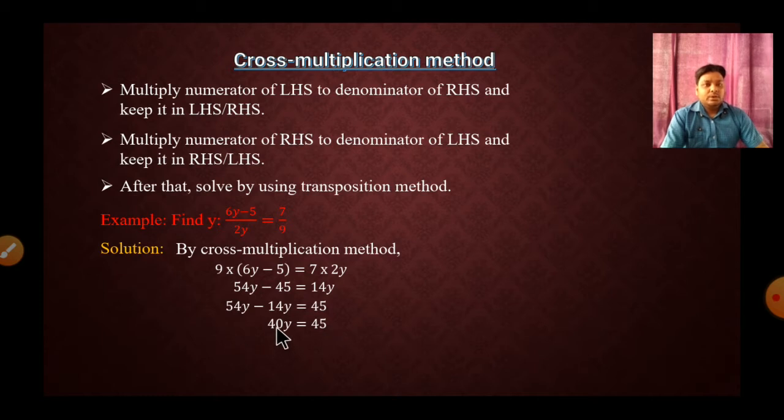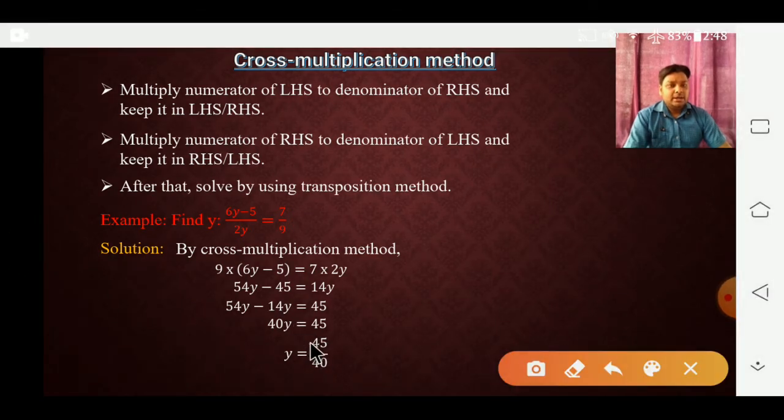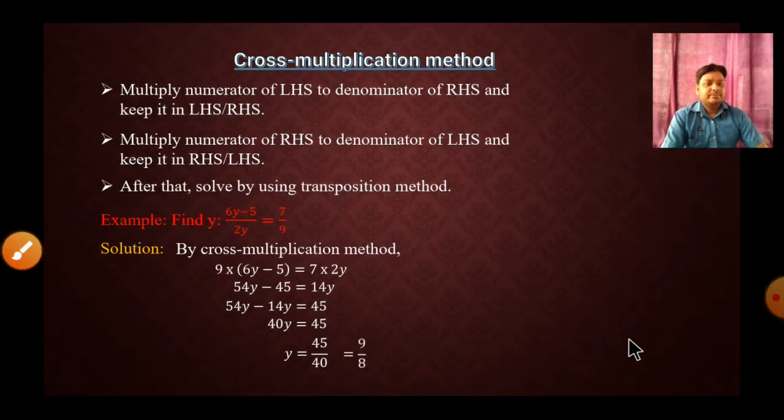Now between 40 and y, it should be multiplication. So if we take 40 to that side, it will go in division form. So y is equal to 45 by 40. Both numerator and denominator are divisible by 5. So 5 9s are 45 and 5 8s are 40. It means we can write the value of y as 9 by 8. Okay, I hope that you all have understood, students. Now let's see another question, and then we will discuss some word problems also.